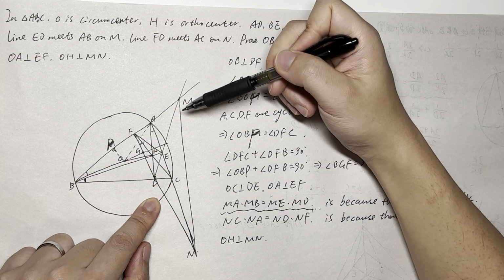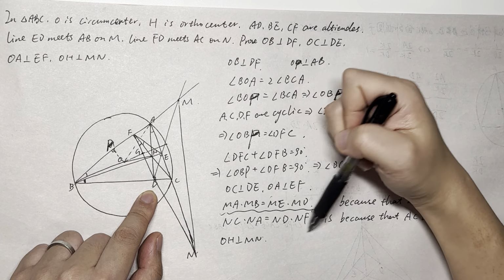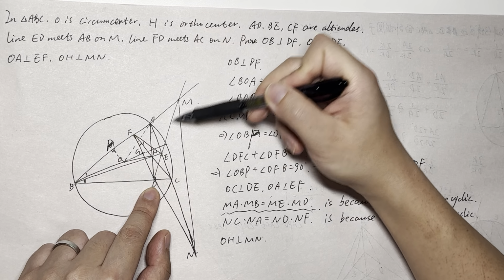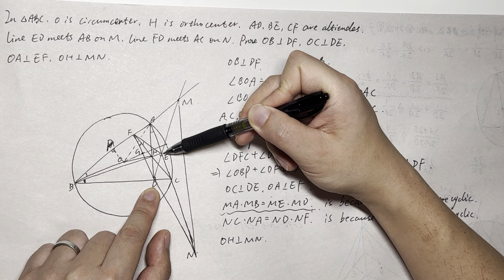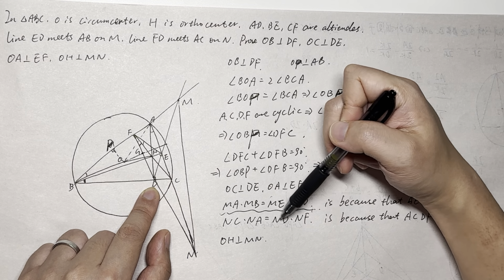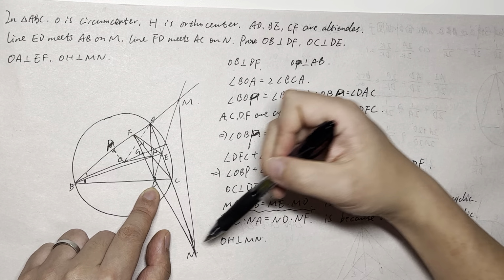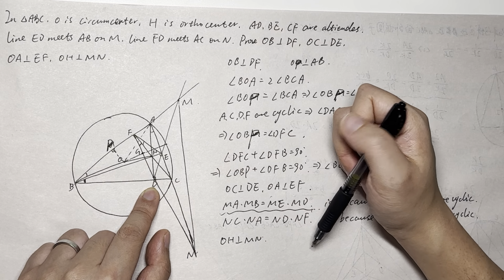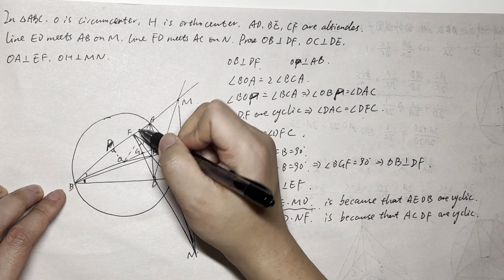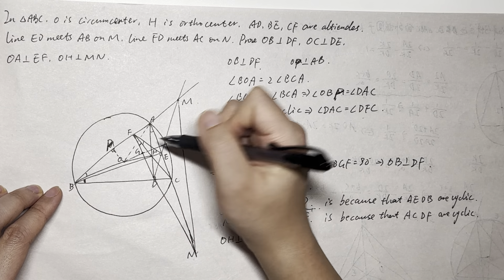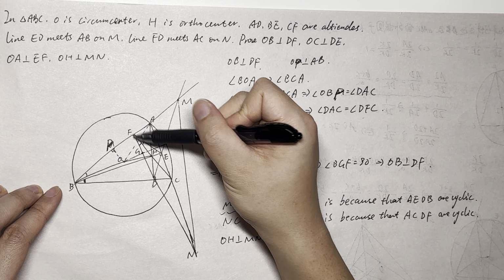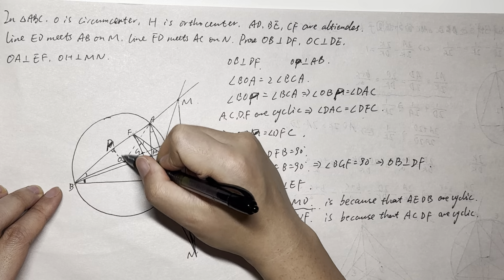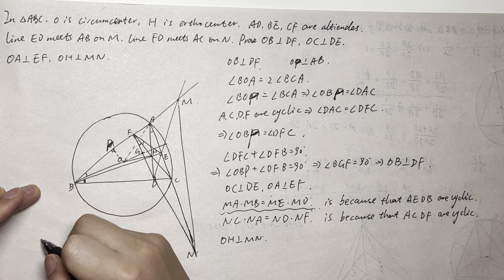Look at here. That circle is actually obvious because we want to have ME times MD, which means E is on the circle, D is on the circle, and ND times NF means D is on the circle, F is on the circle, which means that we are looking for the circumcircle of triangle FDE, right? Circumcircle of the triangle FDE.